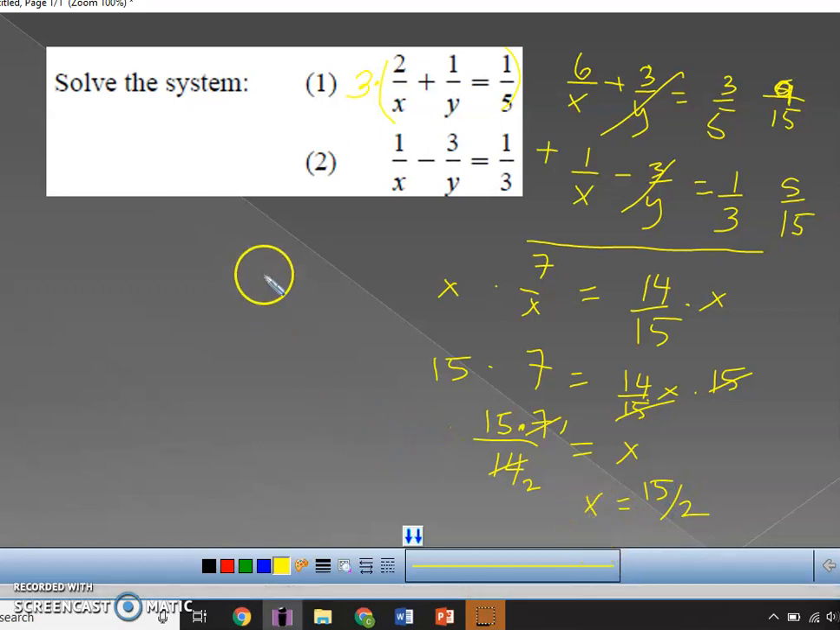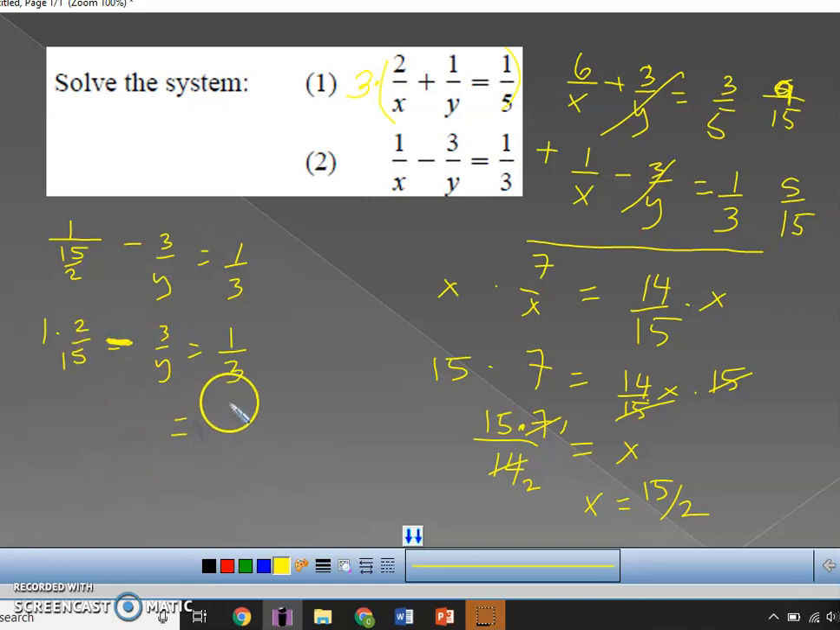All right. So now that I know that x is equal to 15/2, I can plug it into one of these. It doesn't matter which one. So let's go ahead and plug it into number 2 here. So I'm going to end up with 1 over 15/2. Dividing by 15/2 is the same thing as multiplying by its reciprocal, so I really have 1 times 2/15 here. And now I want to subtract 2/15 from both sides. So that was the same thing as 5/15 minus 2/15.